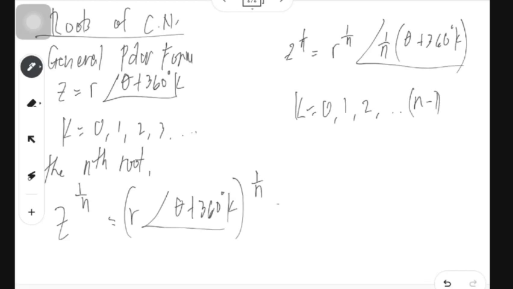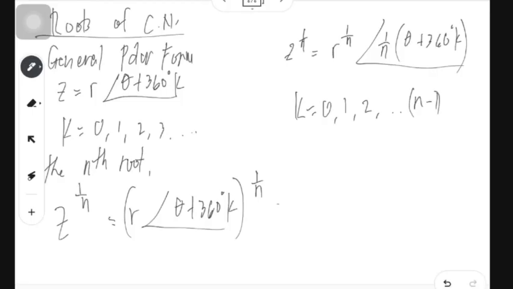So with k equal to 0, you have the first root. Let's say we are interested in the 3 roots. Third root, cube root, n equal to 3. So 3 less 1 is 2. You only go up to 2. For 4 roots, n equal to 4, 4 less 1 is 3, so you go up to 3 here. K equal to 0, K equal to 1, K equal to 2, K equal to 3.